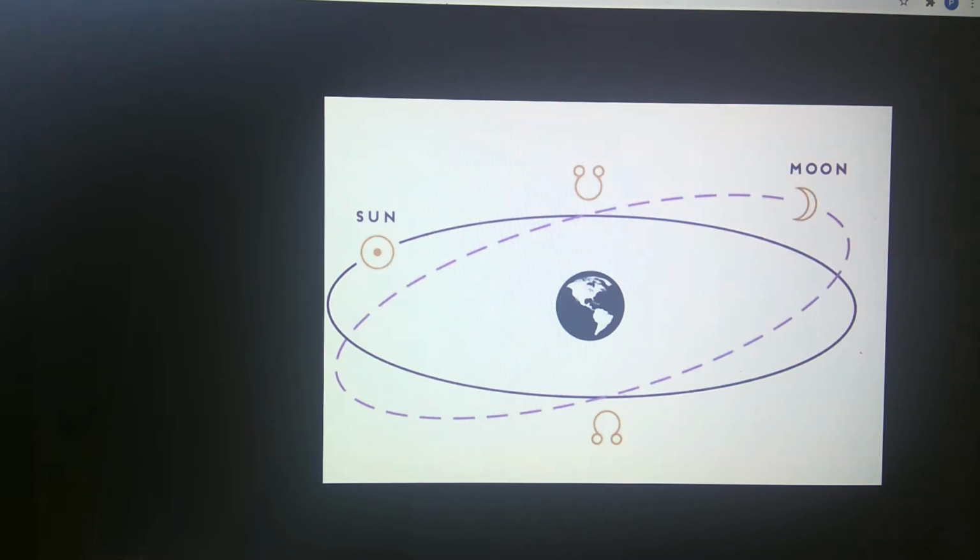So when you have your second nodal return at 36, it's still very impactful. It's just not the freshness of the first nodal return when you're 18 and you kind of come into your own for the first time and become an adult.